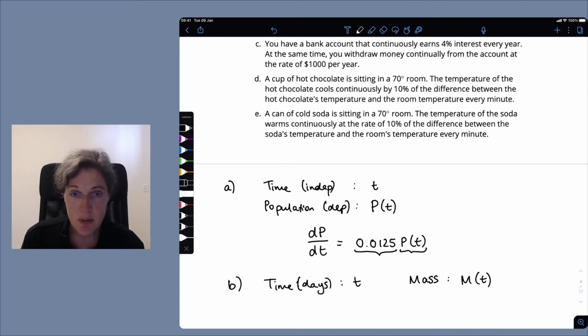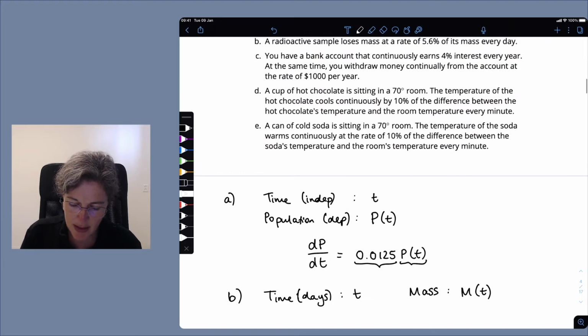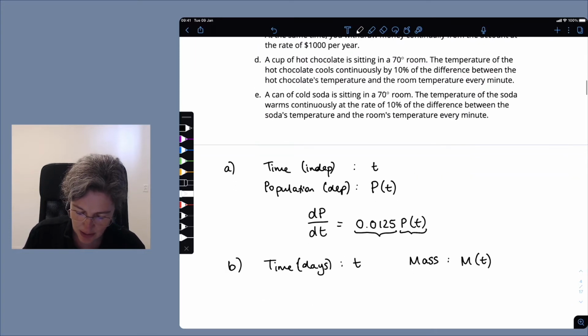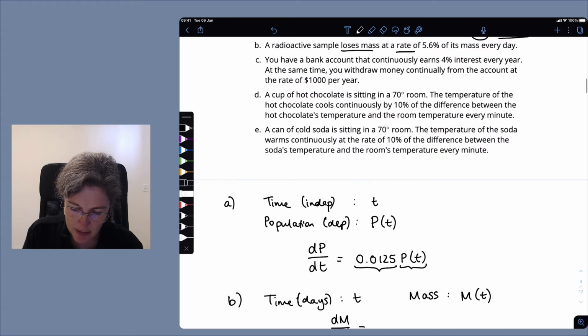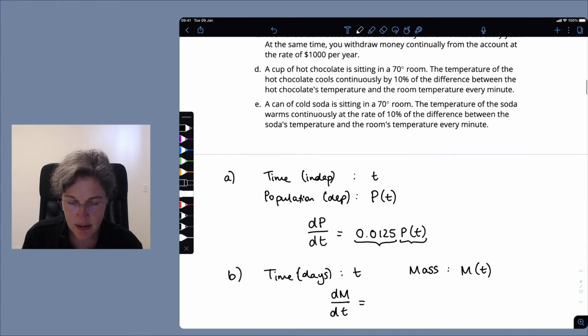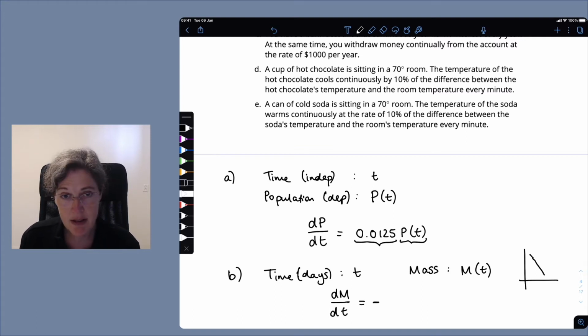So how do we put together a differential equation for this? Well, it's losing mass at a rate, so that tells us that we've got a dm/dt, and we also know that it is losing mass. So this tells us that overall, if we were to sketch a function of the mass, we might not know exactly what that function looks like, but we know that it must be negative because the mass is going down. So we're almost certainly going to need a minus sign here for our derivative.